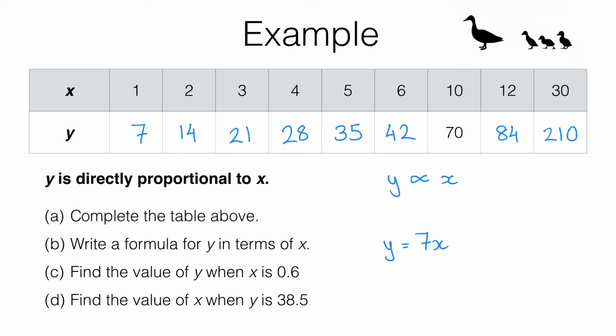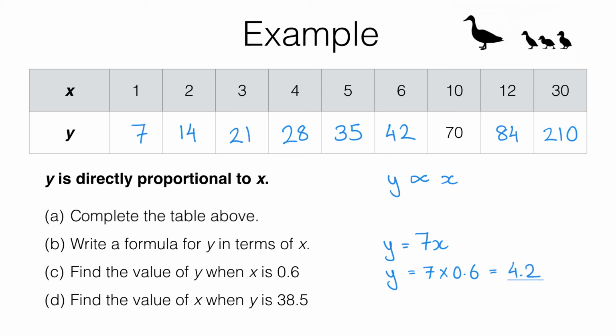In question C, we need to find the value of y when x is 0.6. Well, we can use this formula. Y equals 7x. So when x is 0.6, y equals 7 multiplied by 0.6, and that gives us 4.2. So there's our answer. When x is 0.6, y is 4.2.